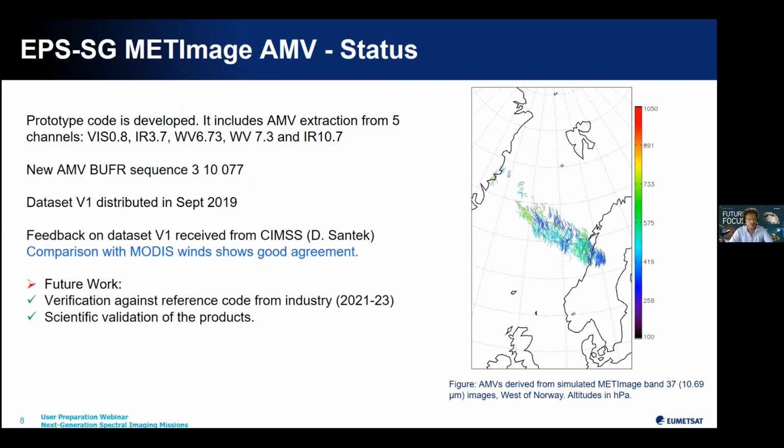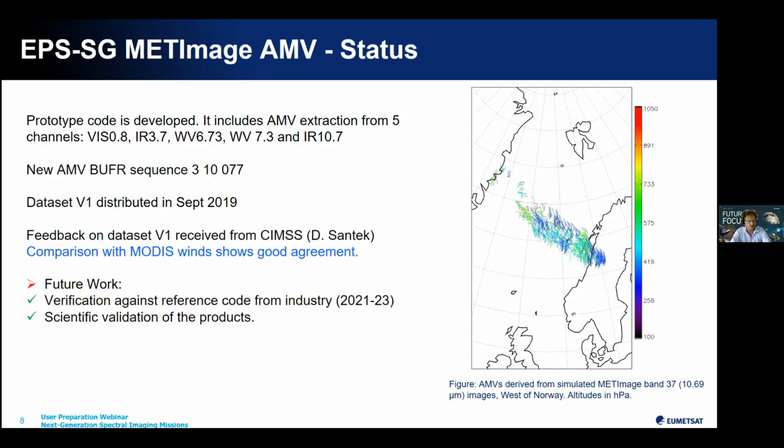Now, some words about the EPS-SG METimage AMV status. The prototype code is developed. It includes AMV extraction from 5 different channels: visible 0.8, infrared 3.7, water vapor channels at 6.7 and 7.3, and the window channel at 10.7. It is very similar to MTG FCI.